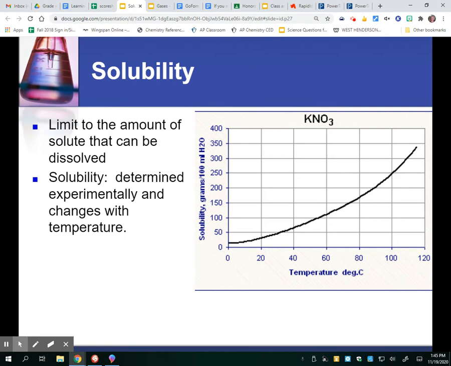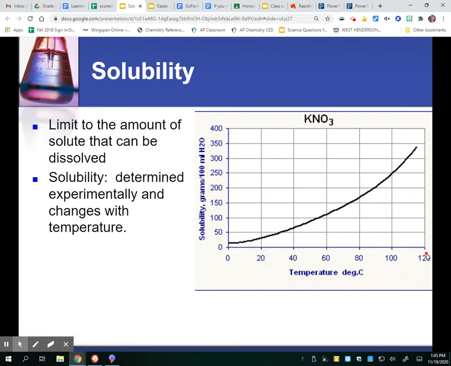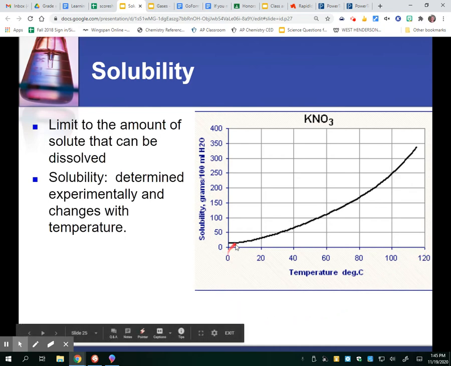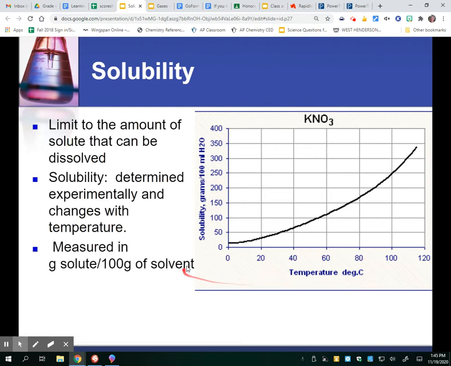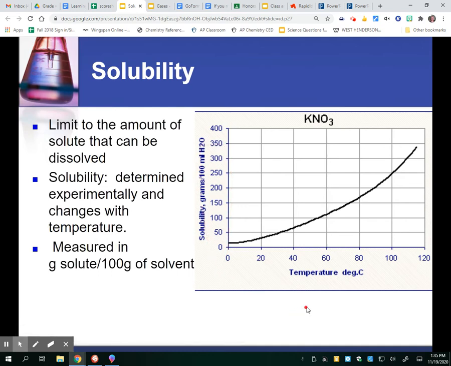Now, for most solids, as temperature increases, the solubility, or the maximum amount that can be dissolved, does increase. And so over here we have a solubility curve for potassium nitrate. So temperature is usually on this axis, and solubility would be on our y-axis here. That solubility does have kind of strange units. It is grams per 100 grams of solvent.